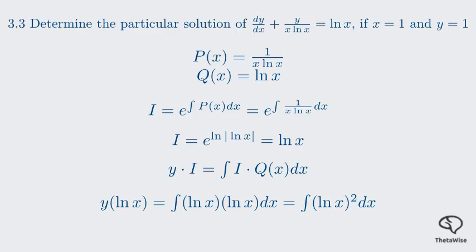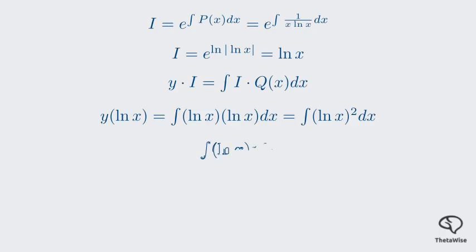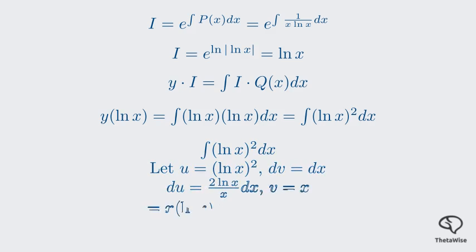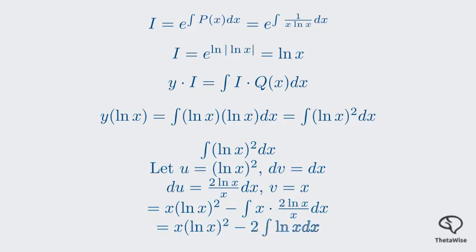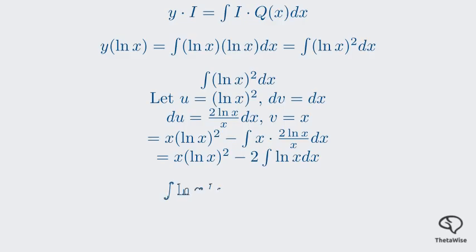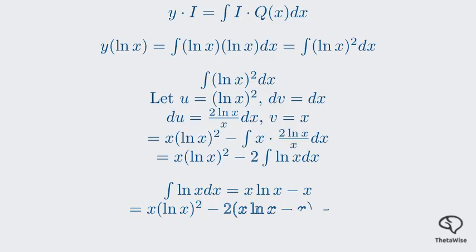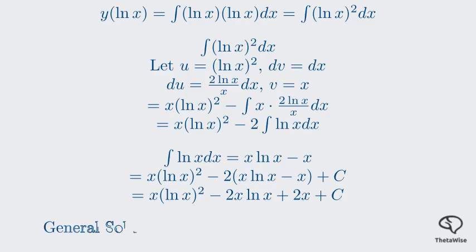This integral, the integral of (ln x) squared, requires integration by parts twice. For the first step, let u be (ln x) squared and dv be dx. After one step of integration by parts, the problem simplifies to x (ln x) squared minus 2 times the integral of ln x dx. The integral of ln x is a standard result, x ln x minus x. Substituting this, we get the final result for the integral, x (ln x) squared minus 2x ln x plus 2x. So our general solution is y ln x equals this expression plus c. This gives us the general solution for the problem.